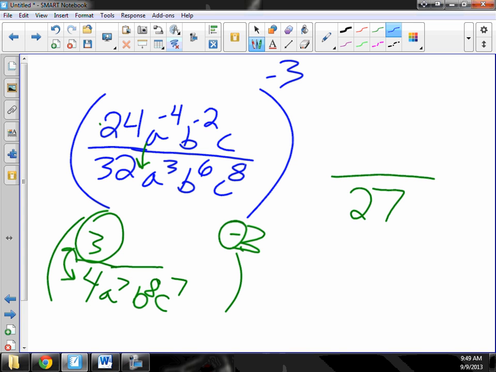Okay. Anybody know what 4 to the third is? 16 times 4, 64. A to the 21. B to the 24. C to the 21. Did I make a mistake somewhere? Okay.